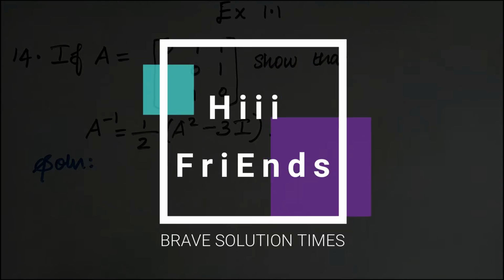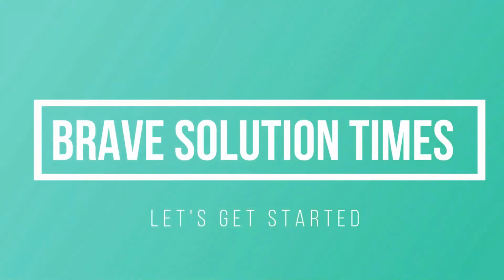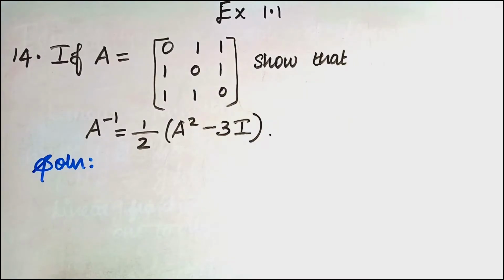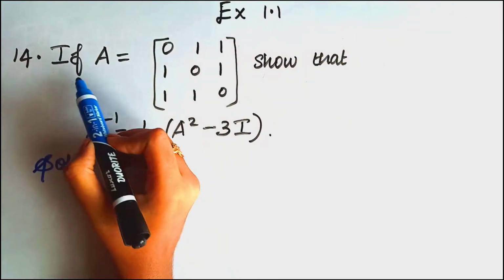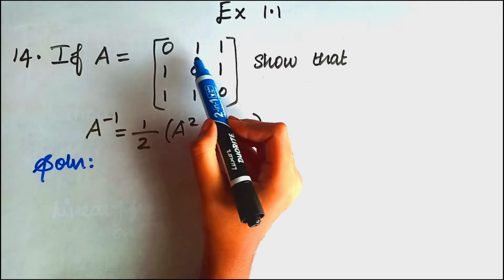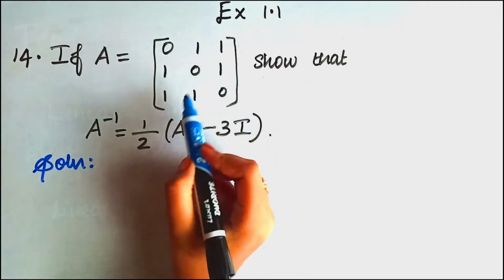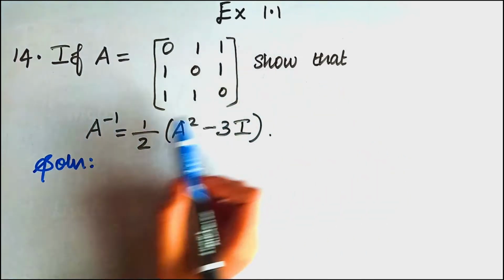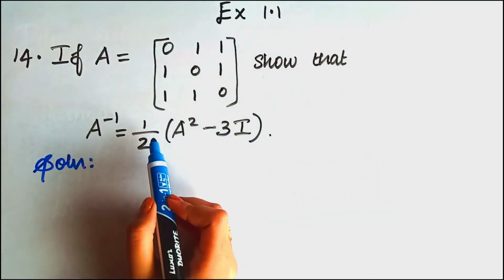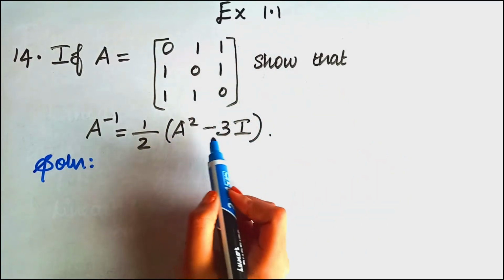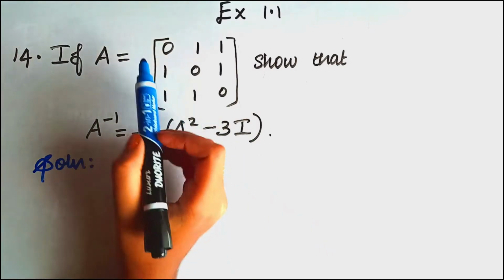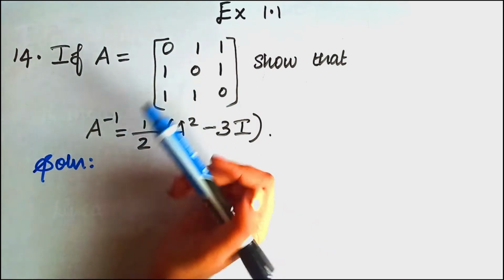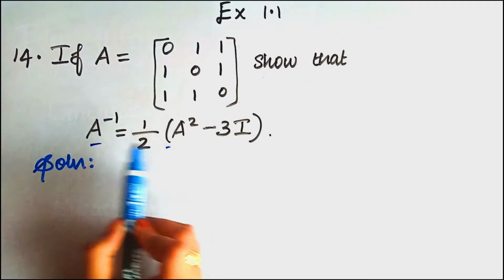So let's get started. 14th sum. If A is equal to the matrix 0, 1, 1, 1, 0, 1, 1, 1, 0, show that A inverse is equal to 1 divided by 2 into A square minus 3A. So they have given a matrix A and we have to prove that these both are equal.